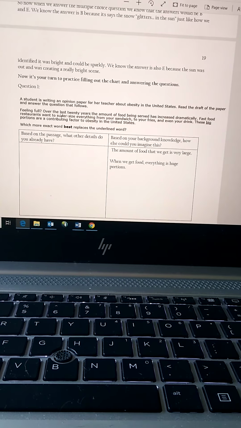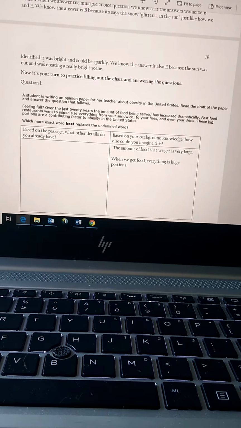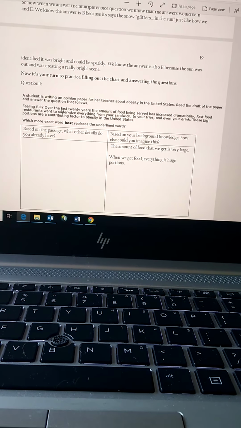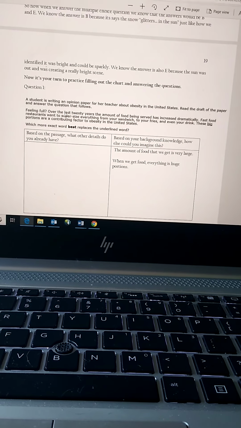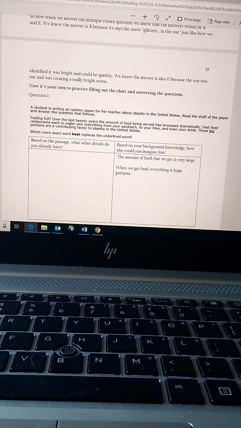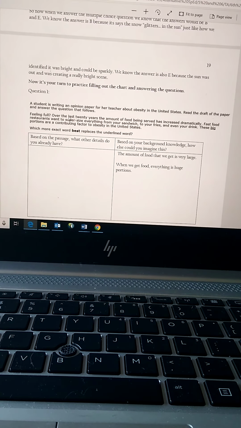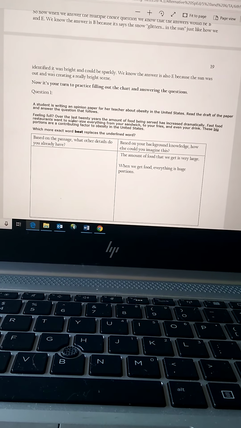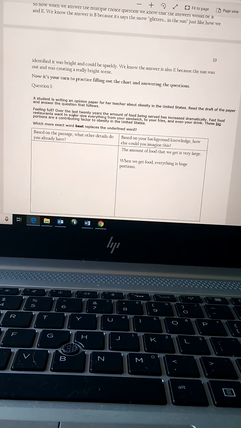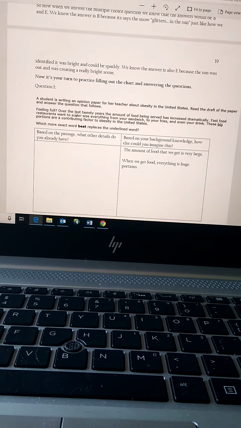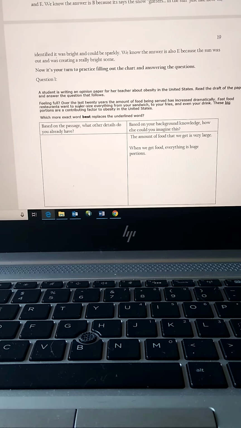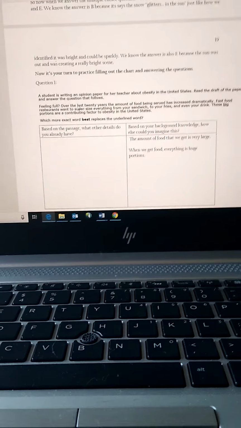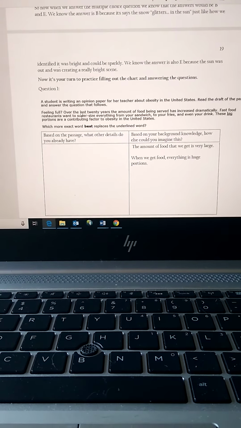The paragraph says, a student is writing an opinion paper for a teacher about obesity in the United States. Read the draft of the paper and answer the question that follows. Feeling full? Over the last 20 years, the amount of food being served has increased dramatically. Fast food restaurants want to supersize everything from your sandwich to your fries and even your drink. These big portions are a contributing factor to obesity in the United States. Which more exact word best replaces the underlined word?